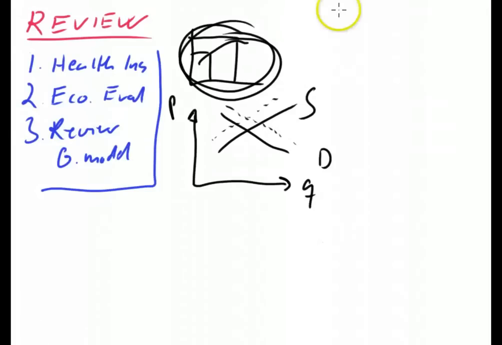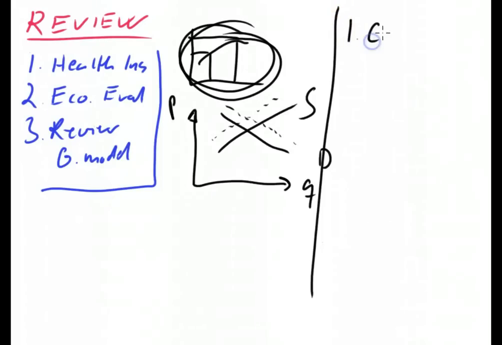Now, economic evaluation. The thing we did on Friday was to go over 3 different kinds of economic evaluations. And some of you know this already. So we had cost effectiveness analysis, cost utility analysis, and cost benefit analysis. And the difference between them was how we value costs and how we value benefits.